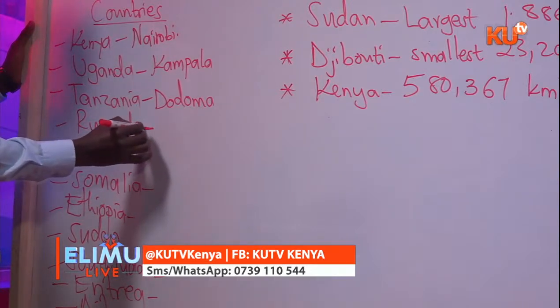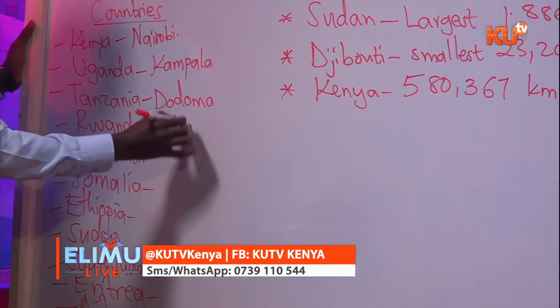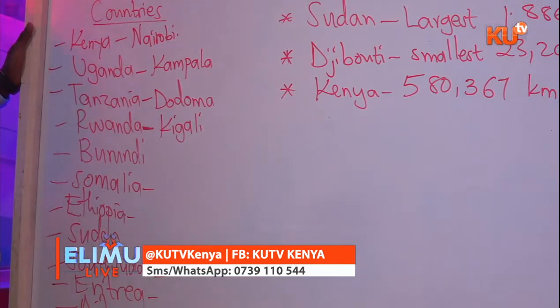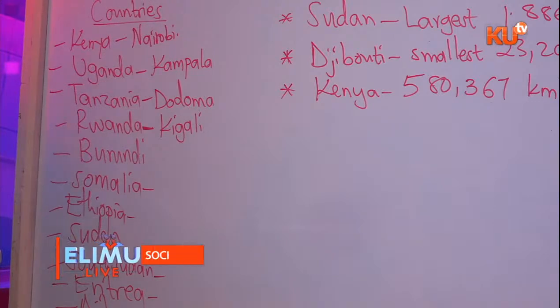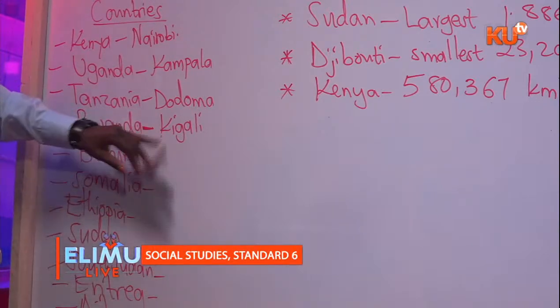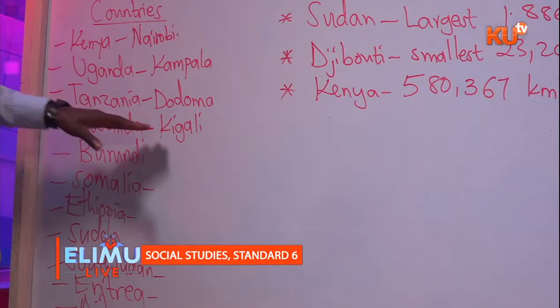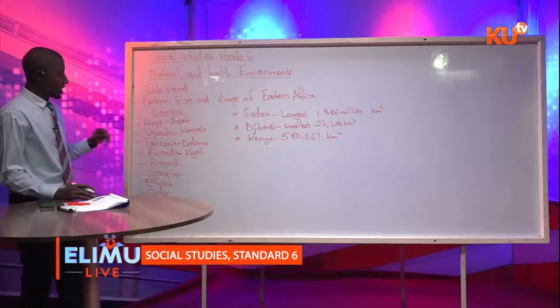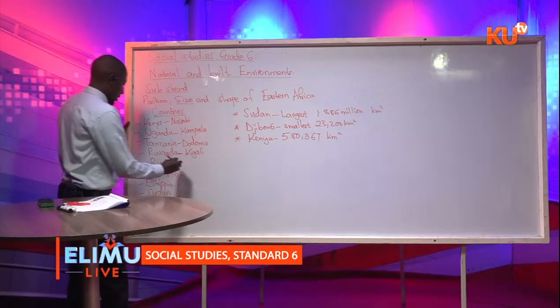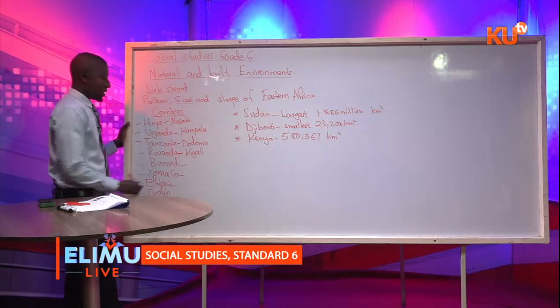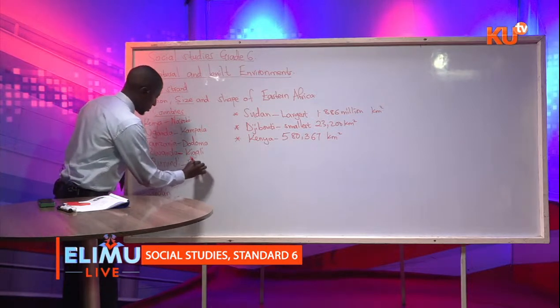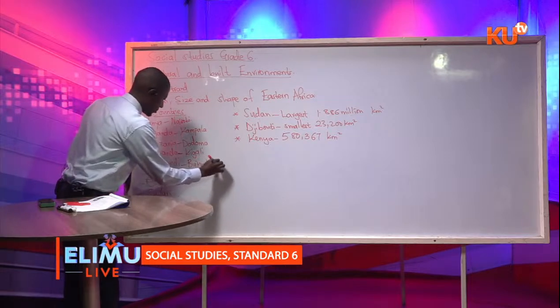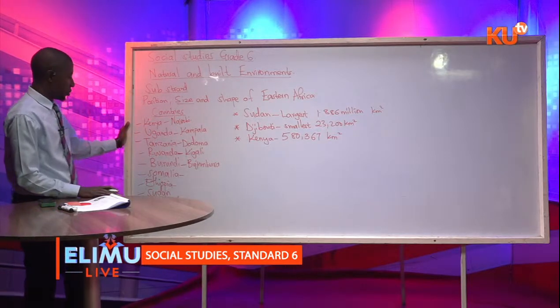Rwanda, the capital city of Rwanda is Kigali. And as we continue in this topic now, we are dealing with the natural and built environments. When you shall be doing the built environment, you will again come back to this capital, Kigali, and you will see a museum there, which you will learn, which is located in Kigali, Rwanda. In Burundi, the capital city is Bujumbura. The capital city of Burundi is Bujumbura.